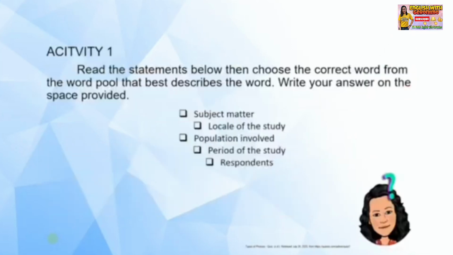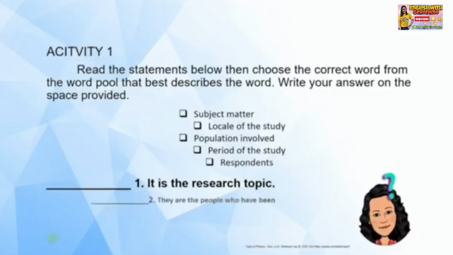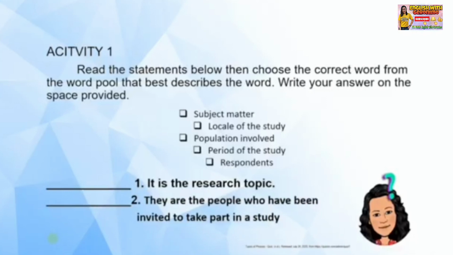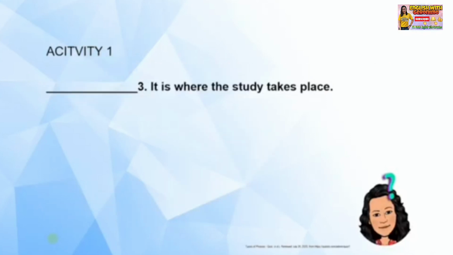Read the directions carefully. Activity 1. Read the statements below, then choose the correct word from the word pool that best describes the word. Write your answer on the space provided. 1. It is the research topic. 2. They are the people who have been invited to take part in a study. 3. It is where the study takes place.